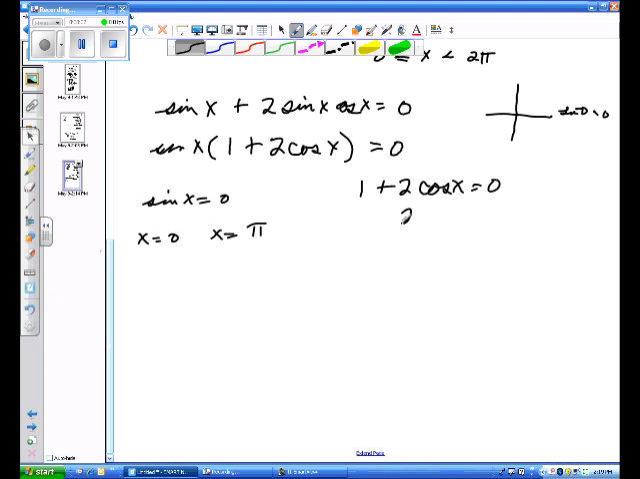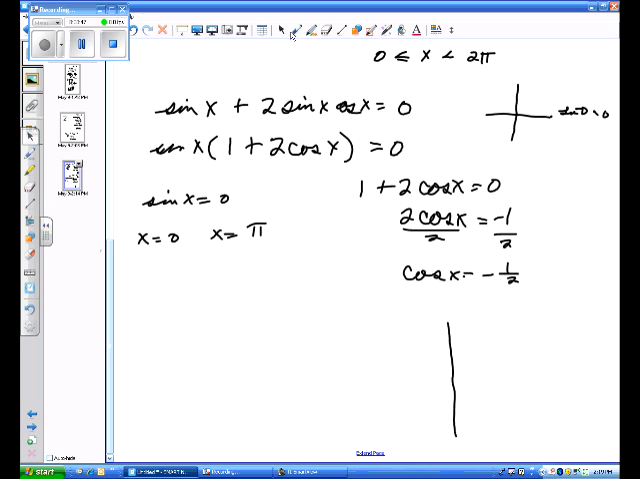Here we'll subtract 1, divide by 2, so the cosine of x equals negative 1/2. Now, since my cosine is negative, I know that I'm either in the second quadrant or in the third quadrant. What I need to do is to get my reference angle. Well, the cosine of 60 degrees is 1/2, and 60 degrees in radians is pi over 3.